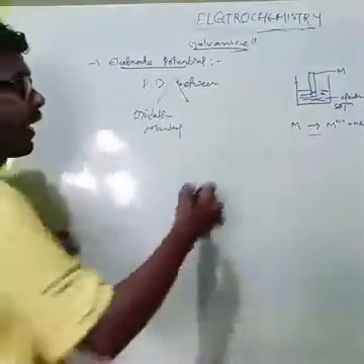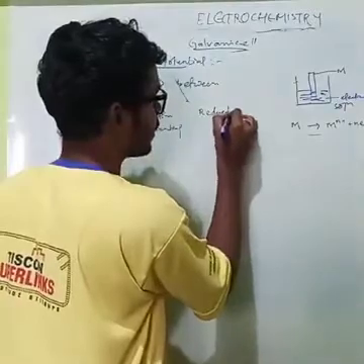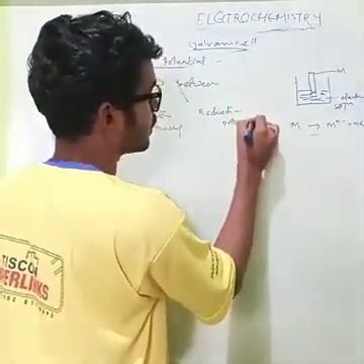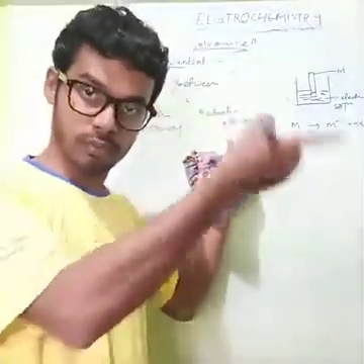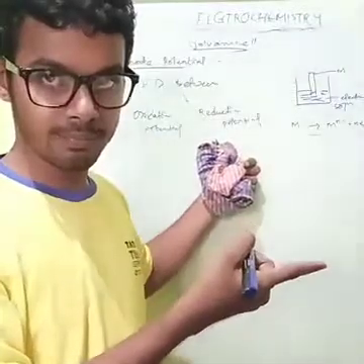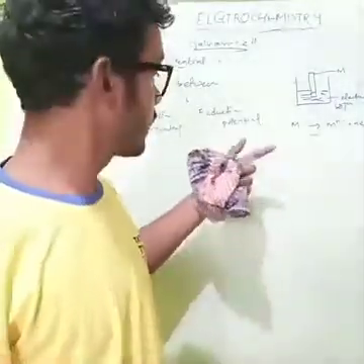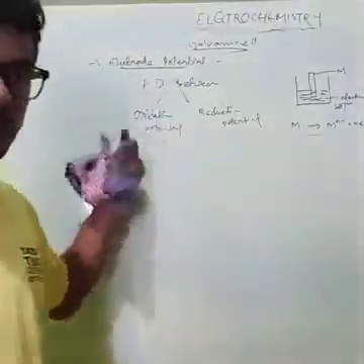And if it is reduction, then it is known as reduction potential. The potential difference between the electrode and electrolytic solution in the case of the cathode end, or where the metal is reduced, is the reduction potential. If it is oxidized, then that is oxidation potential.